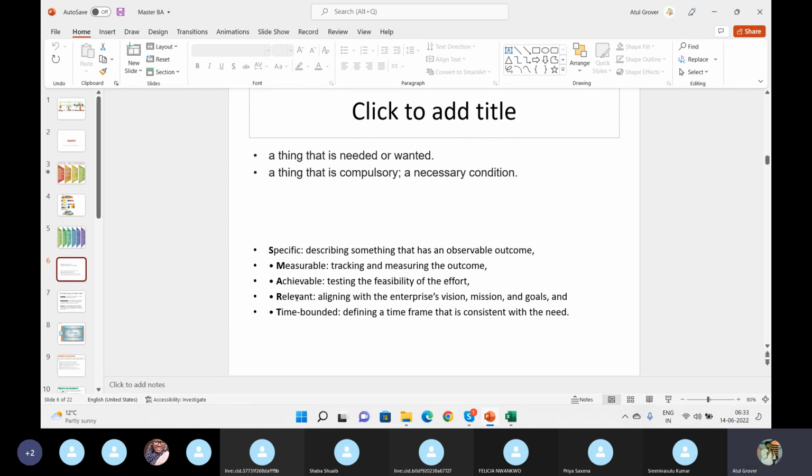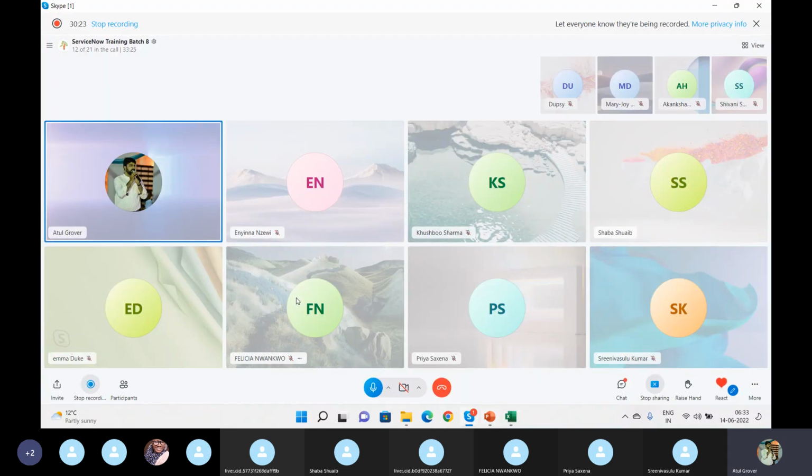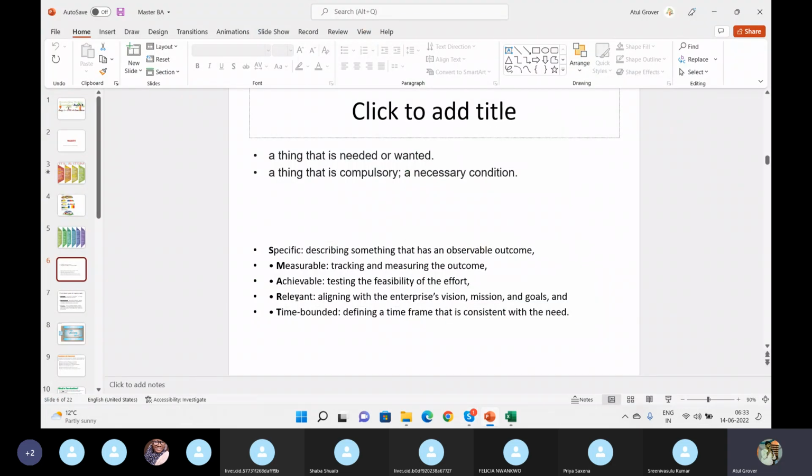Then relevant. The requirement should be aligned with the enterprise vision, mission, goal. Your parents say, "Hey, we're looking for a girl for you." You said, "Okay." You are inviting a girl to lunch at home. It means your requirement is matching the vision or mission of your parents to get you married soon. And at last, it should be time bound. The requirement should be completed within 1 month, 2 months, 3 months. It's not like it should take years or ages.